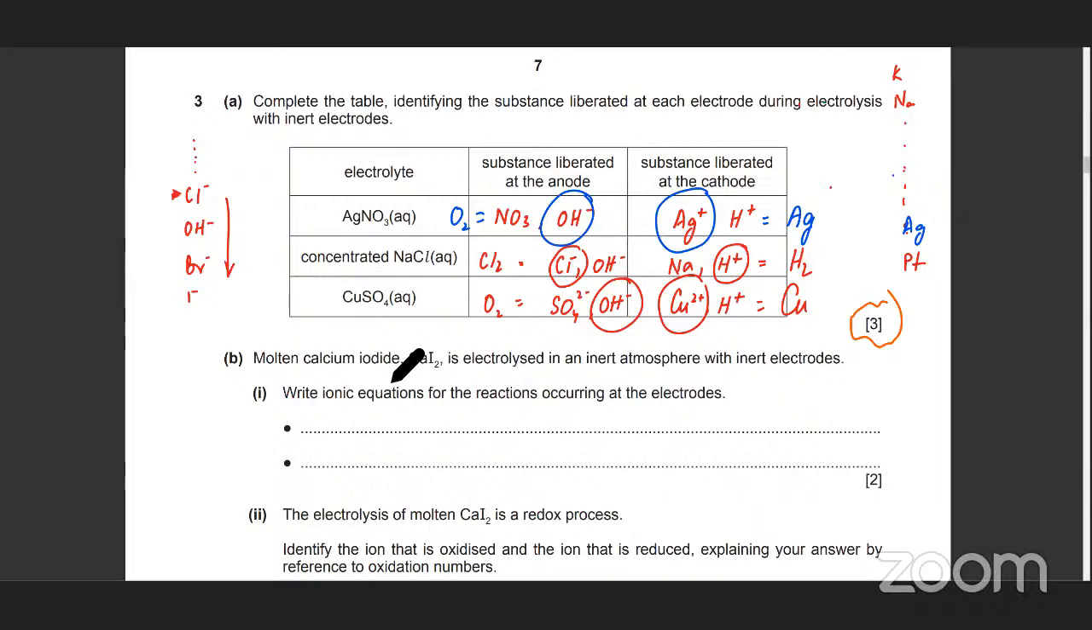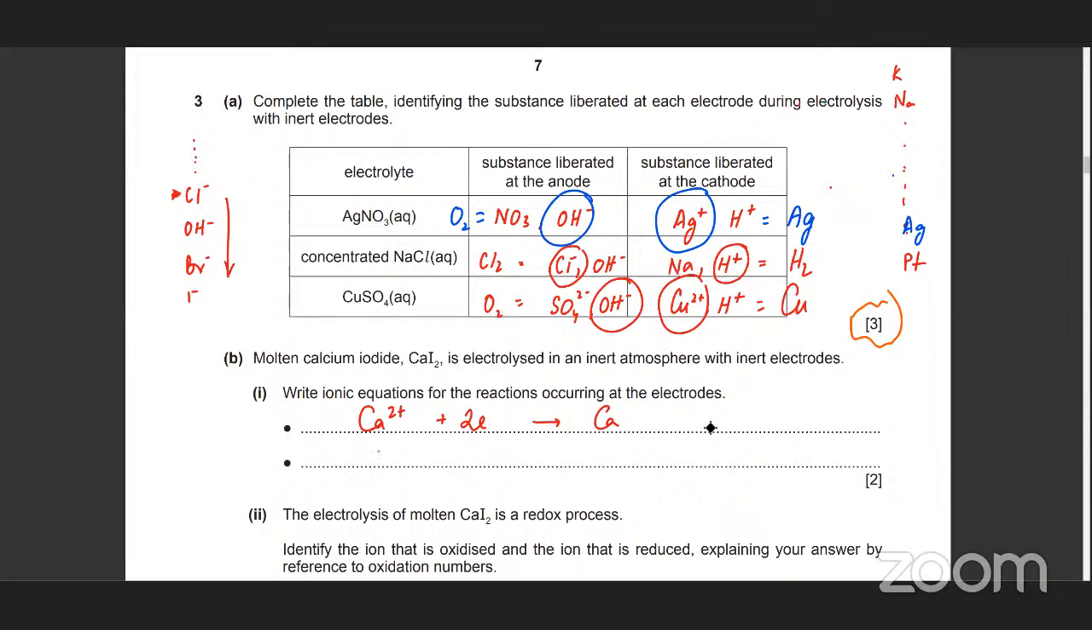So next one is molten calcium iodide is electrolyzed in inert atmosphere with inert electrodes. Write equations for the reaction occurring at the electrodes. अब इसमें there is no confusion. There's no competition happening. There's just two electrodes. At the cathode, it's going to be calcium 2 plus. You don't have any other thing, so it's going to gain electrons to form Ca.